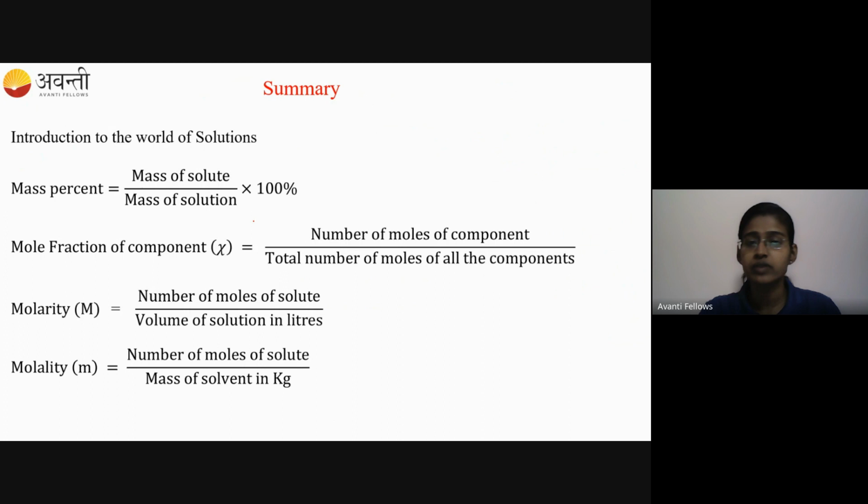In class 12, you will have one lesson called solutions. Solutions is the name of the lesson. So in that, you will be using this again. All the formulas you will use there also. So this is very important.